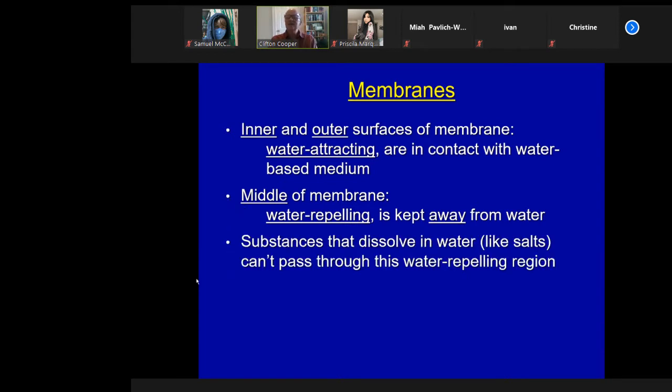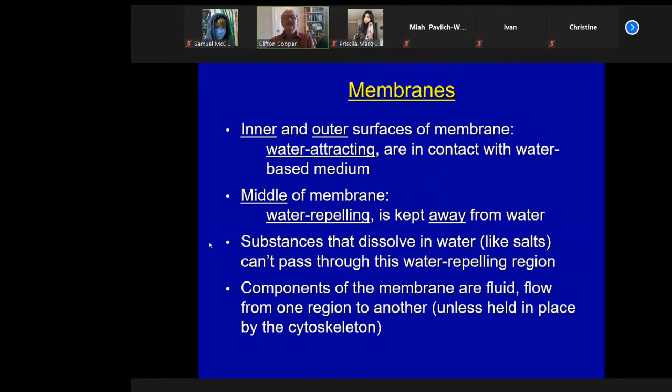And polar substances that would be dissolved in the water aren't able to pass through that water repelling region. Not very much, and many of them can't at all. Things like salts are totally unable to pass through the water repelling region of the membrane, except if there's a protein there that moves them.